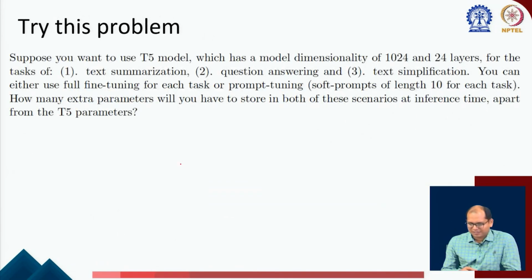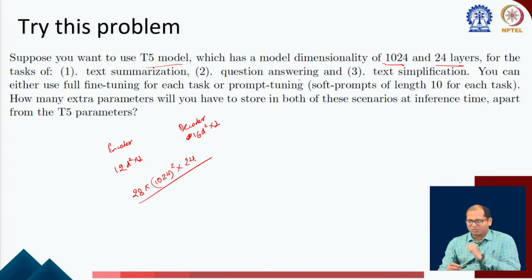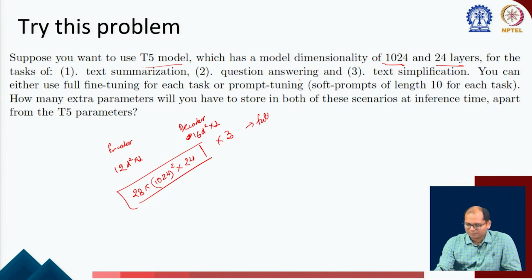So you can try this problem. For example, I'm using a T5 model with dimensionality 1024 and 24 layers, and I'm tuning it for 3 tasks: text summarization, question answering, and text simplification. You can use full fine-tuning. So how many parameters do you need? T5 has an encoder and a decoder. Remember, the encoder has 12D square into L, the decoder has 16D square into L, right? So in total 28 into 1024 square into 24. That many parameters per task you have to store, into 3 for full fine-tuning.